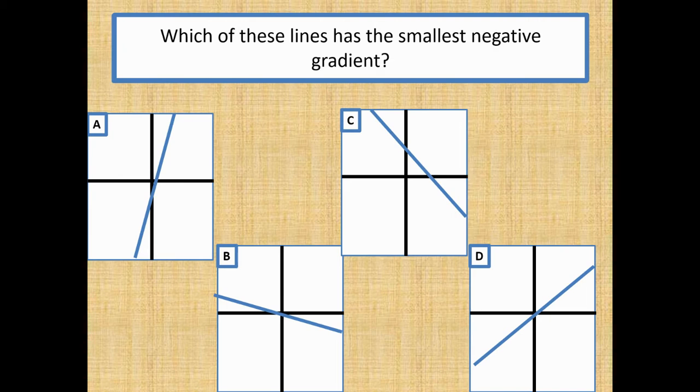What about these ones here? Which of these lines has the negative gradient? Okay, I'll let you have a go. Okay, so let's quickly go through this. A can't be negative because it's going upwards. So A is positive, so it can't be that one. B is actually a negative gradient. C is also a negative gradient, and D is a positive gradient. So B and C are the only two lines with negative gradients.